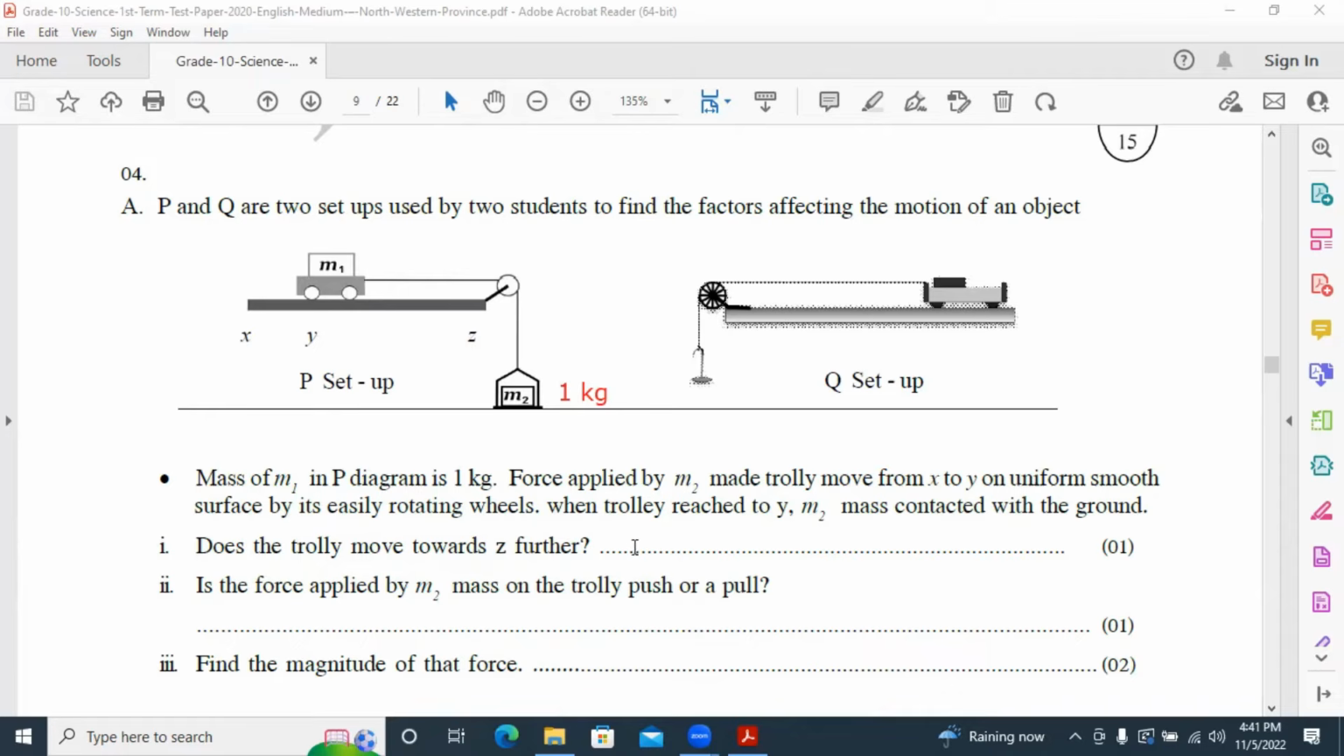Does the trolley move towards Z further? Yes, it is moving because it has a velocity. Until that velocity becomes 0, it can move. Is the force applied by the M2 mass on the trolley a push or a pull? It is a pull. Find the magnitude of that force. It is equal to the weight of M2. W equals mg. m is 1, g is 10 m/s², the gravitational acceleration. So 10 newtons is the answer.